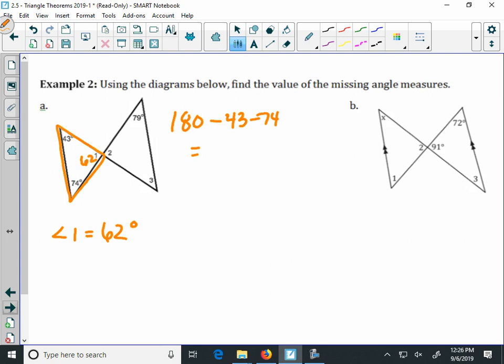I'm also going to fill it in my diagram because that's going to help me find the other ones. It gives me a good visual about what the other ones are. Not filling it in makes it more difficult. Fill in your diagram.